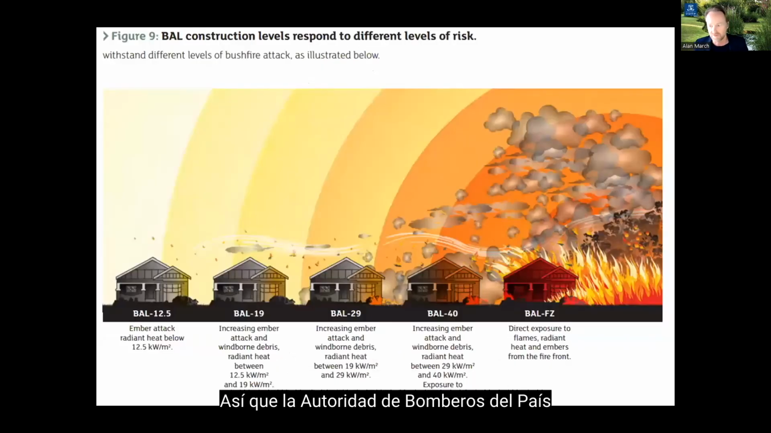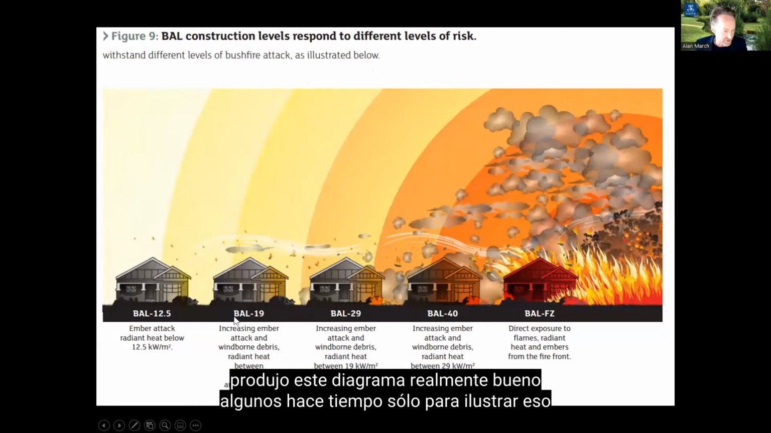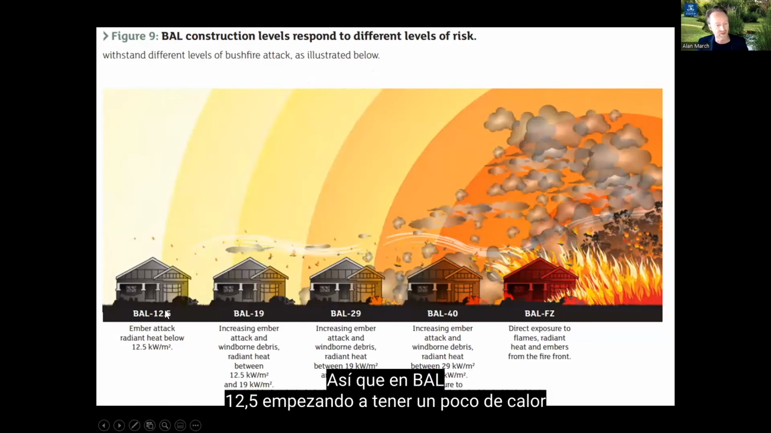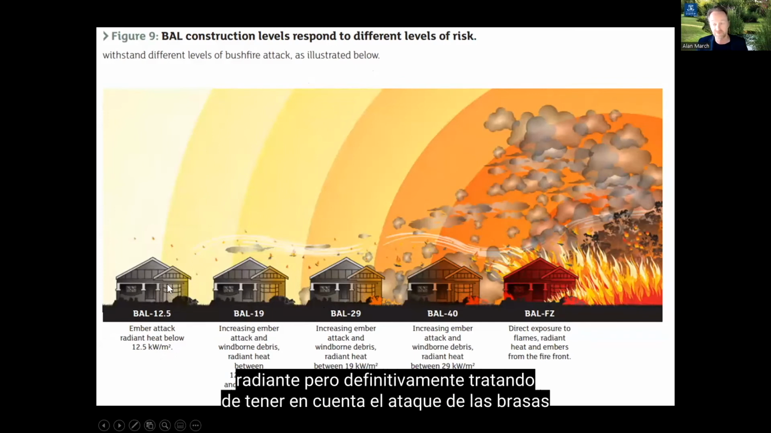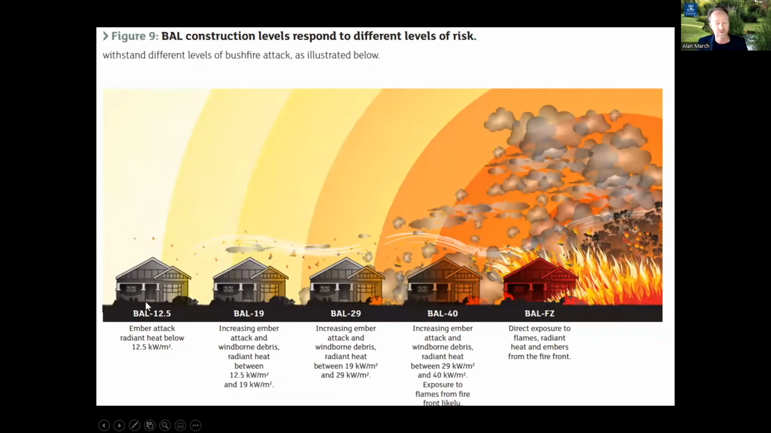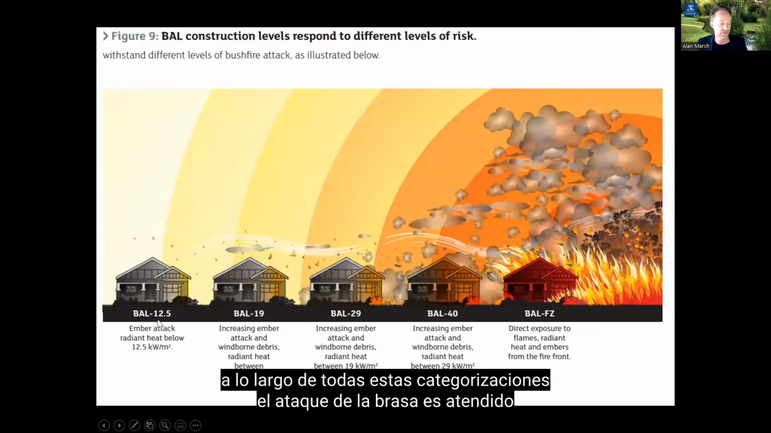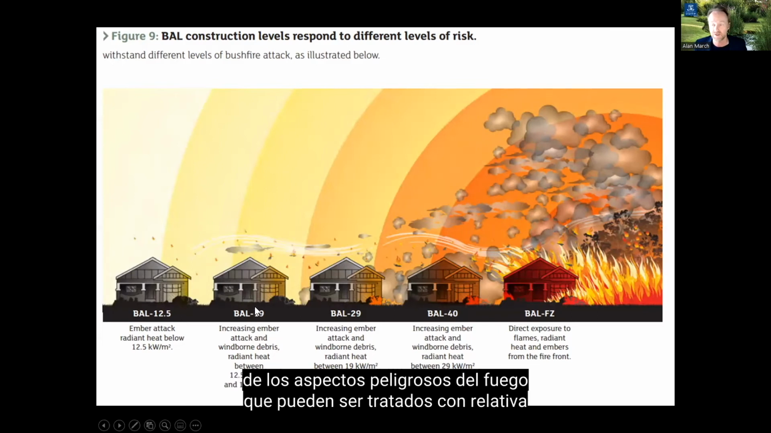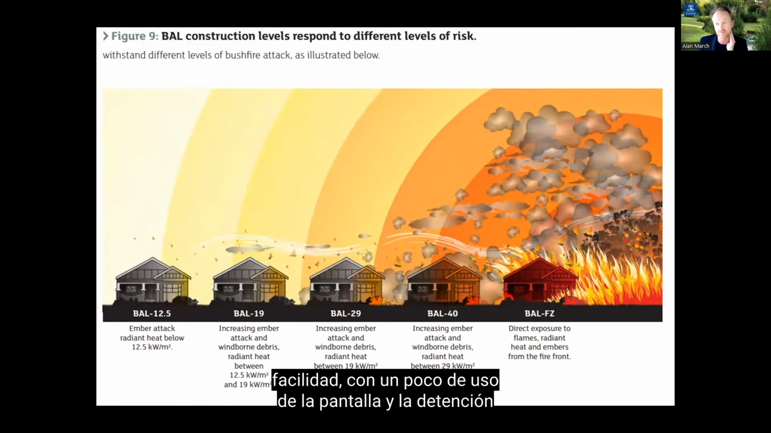So just the Country Fire Authority produced this really good diagram some time ago, just to illustrate that in a slightly easier to understand format. So under BAL 12.5, starting to have some radiant heat, but definitely trying to take into account ember attack. Throughout all of these categorizations, ember attack is taken care of. That yields a lot of value because we know now ember attack is one of the most dangerous aspects of fire that can be dealt with relatively easily with use of screening and stopping underfloor fires and things like that.